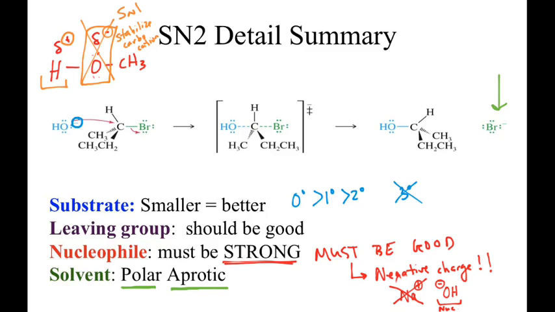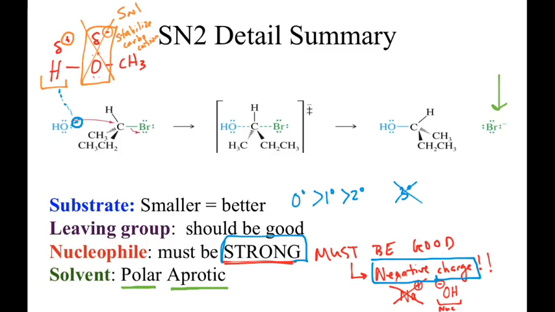What did we say we needed for our nucleophile? It had to be strong, which meant negative charge. What does a negative charge pair up with? A positive charge. What happens in a protic solvent? Our partial positive protic solvent coordinates to our nucleophile. What does that do to the negative charge? It makes it less negative. If it's less negative, it becomes less of a good nucleophile.